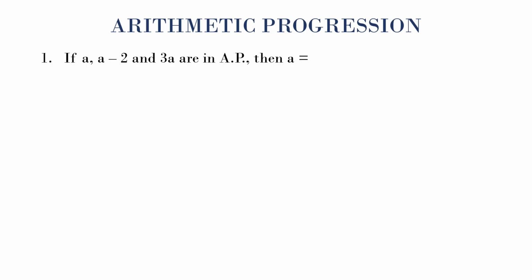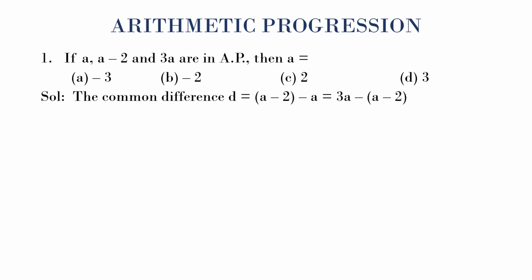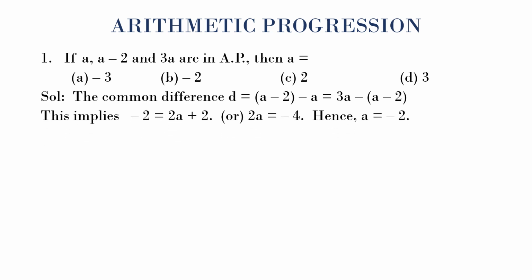Then the property of arithmetic progression is that the difference between any two successive terms is the same, that is common. So if you take the common difference d equal to a minus 2 minus a, that is second term minus first term, and that is also equal to third term minus second term. So on simplification, what we get, on left hand side we have minus 2, since minus a plus a gets cancelled, is equal to 3a minus a is 2a plus 2.